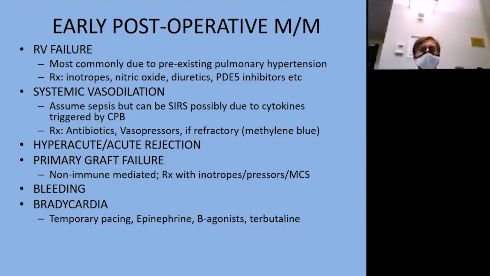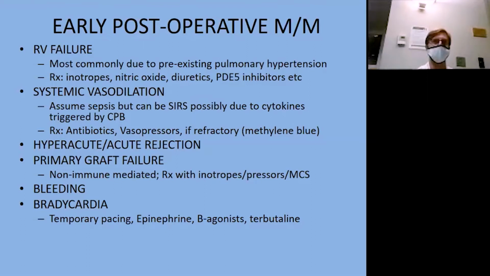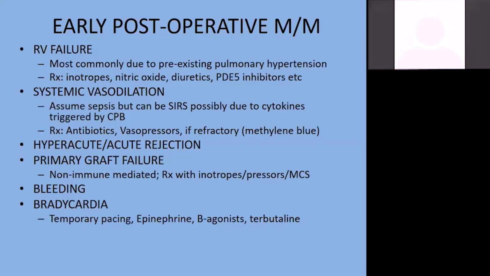Often we assume sepsis and treat them empirically as if they have sepsis, but this can also be just SIRS due to the cytokines from the cardiopulmonary bypass, et cetera. So for these patients, antibiotics, vasopressors tuned towards their hemodynamics, and then if refractory, we might use methylene blue as well. And now we also have the new drug, someone help me out. Angiotensin. Angiopressor. Yes, thank you.